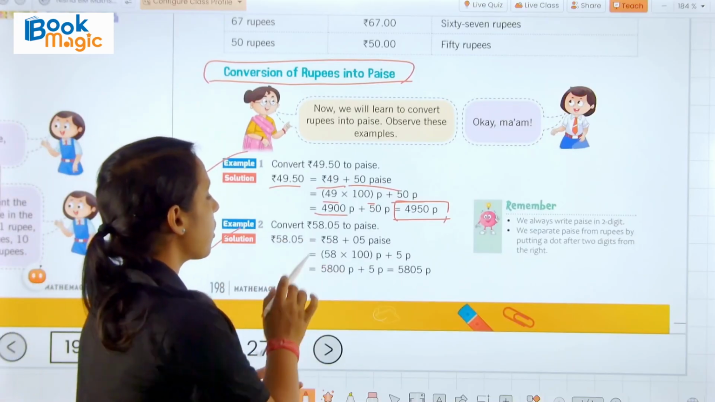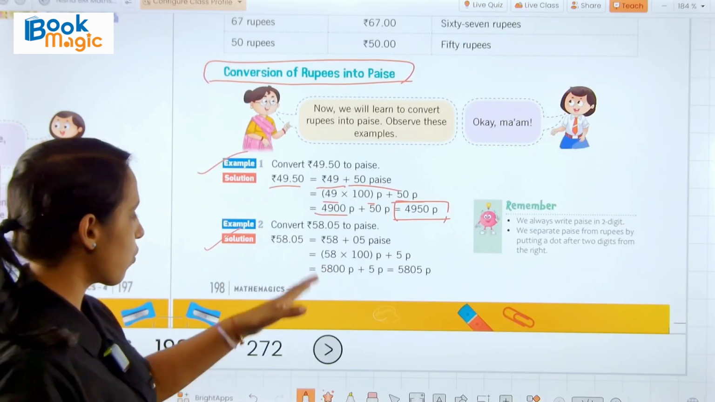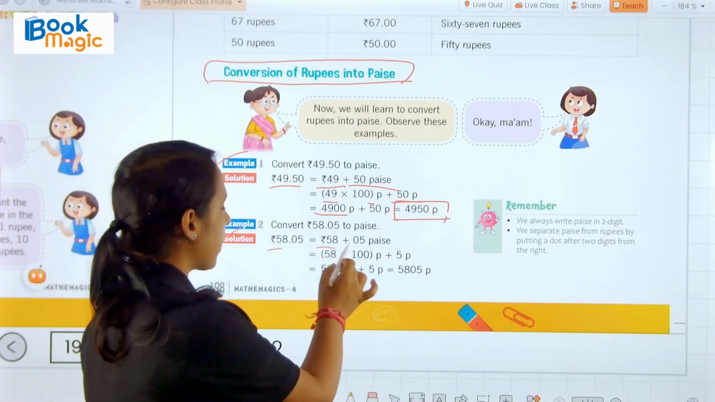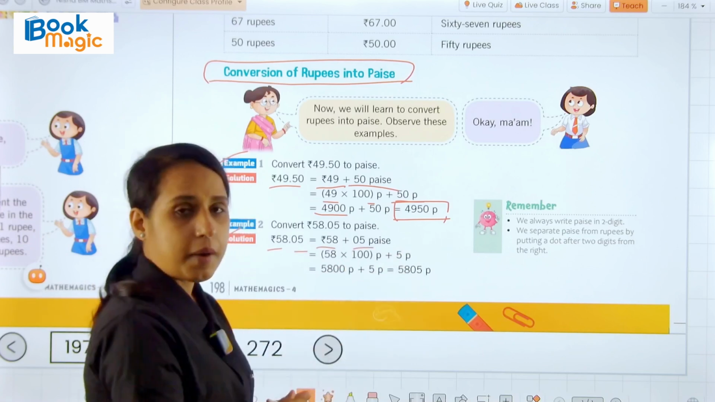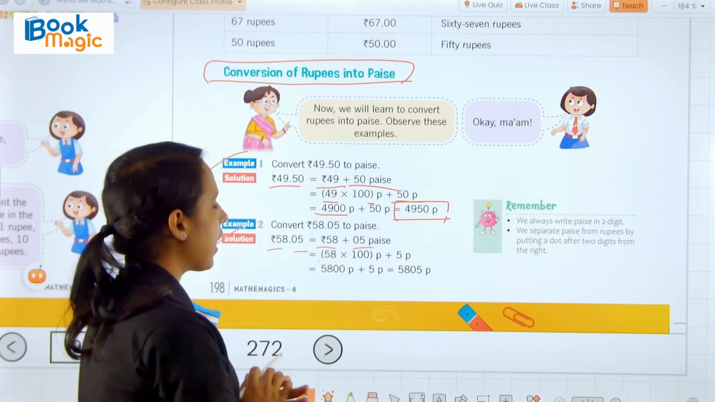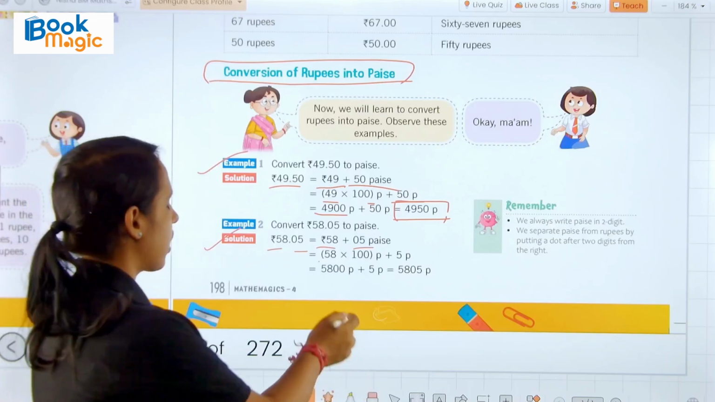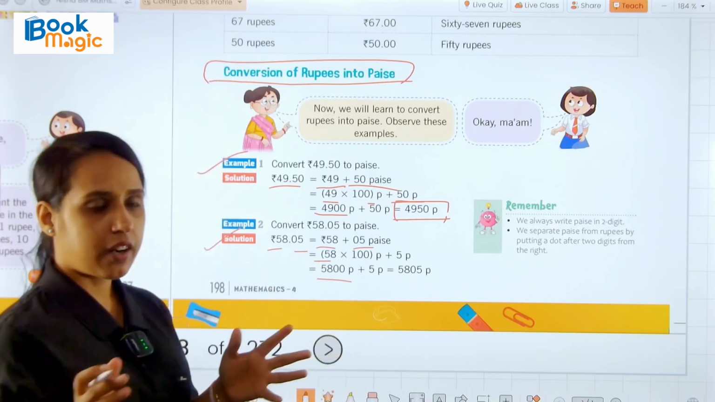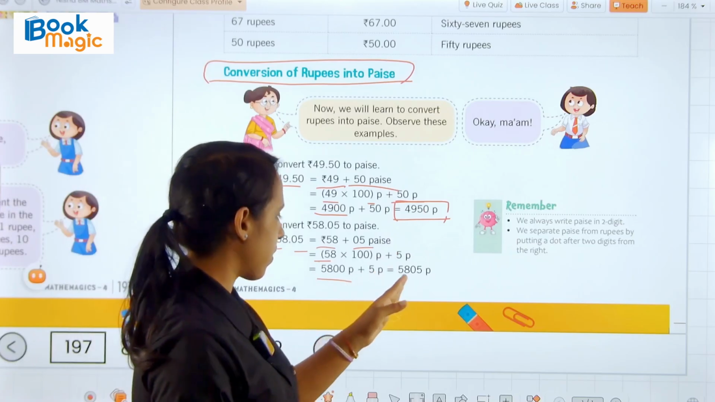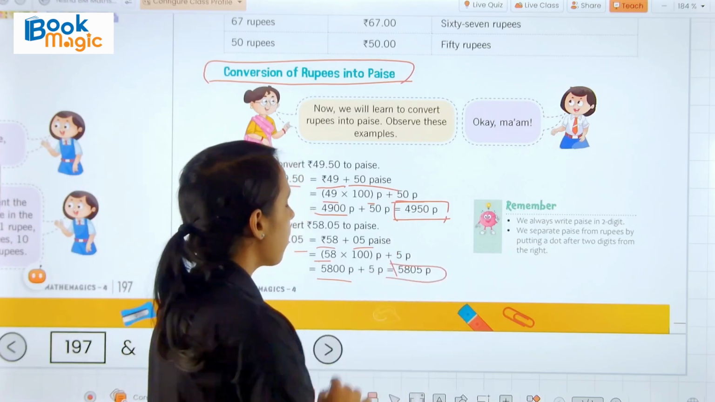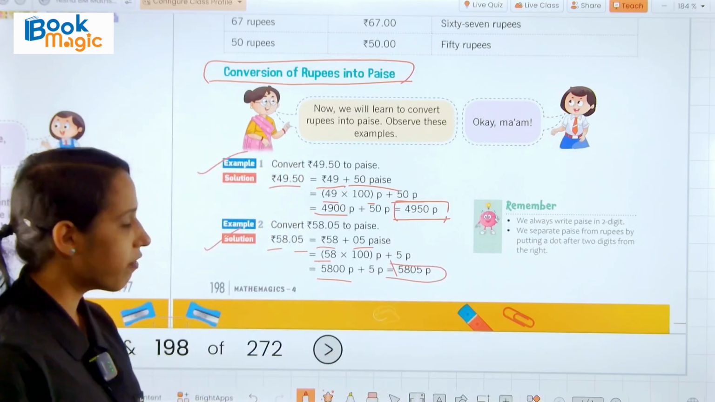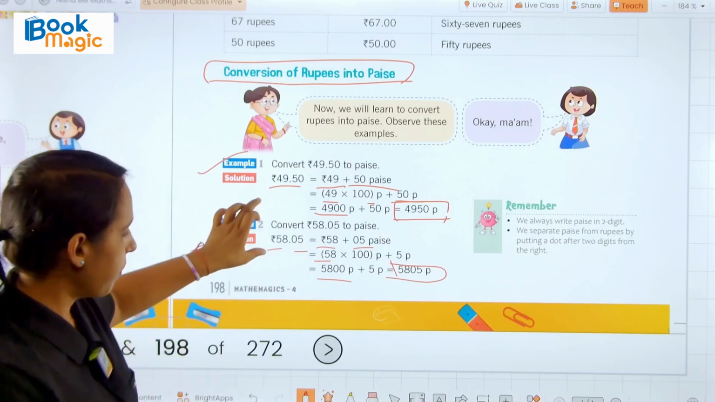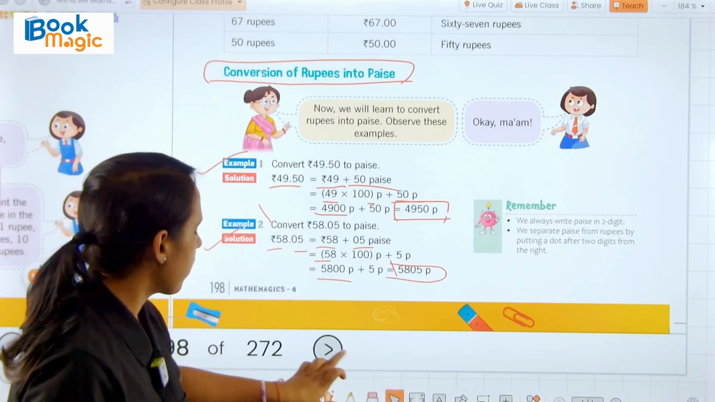Convert 58.05 rupees to paise. As we know, 58 is rupees and 5 is paise. So to convert 58 rupees into paise we will multiply it by 100. So it will become 5800 paise and here we have 5 paise. After adding that we get 5805 paise. Okay. Now we are moving to the next.